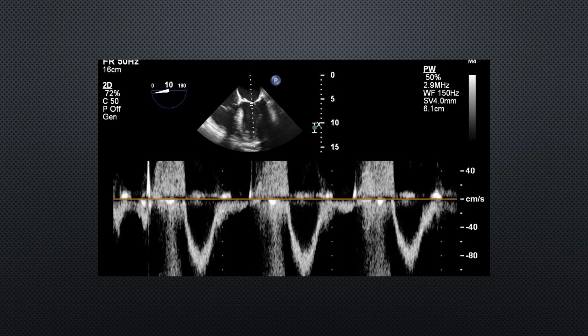This is another example of aliasing, but with pulse wave Doppler. So you can see like right here, this is cut off. This is cut off. This is mostly present, but it is still a little bit cut off. This is cut off. So that's what aliasing looks like on a pulse wave Doppler image.